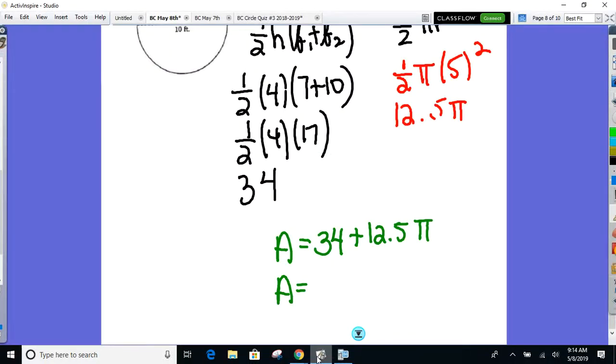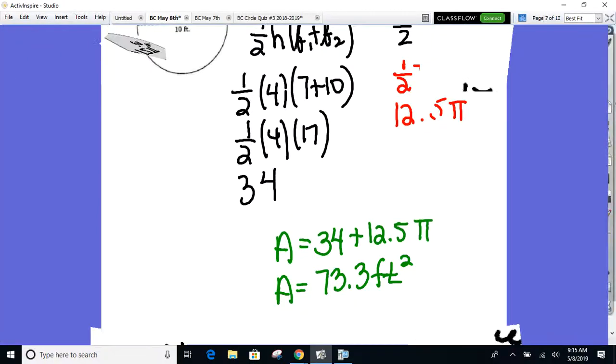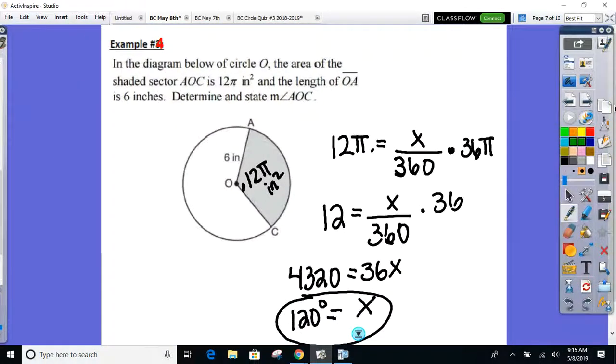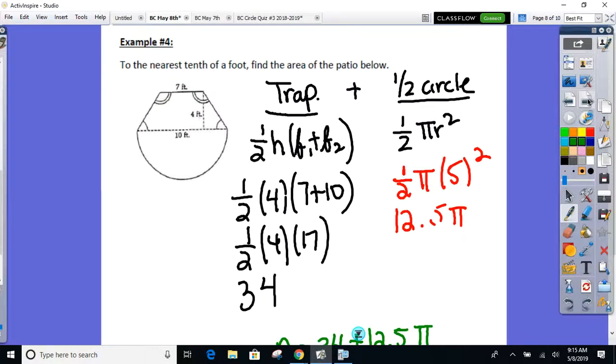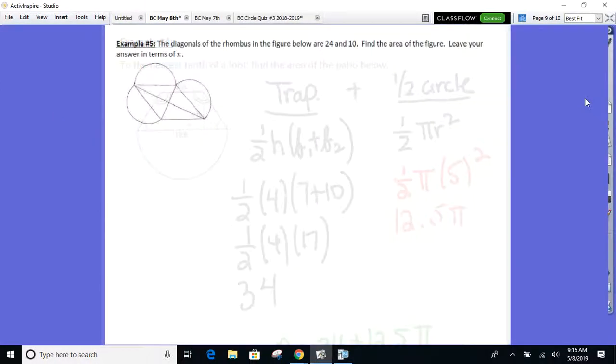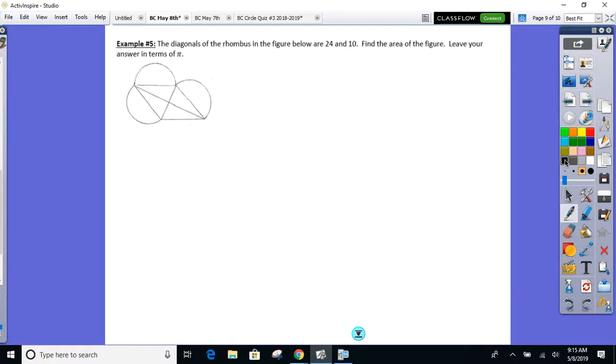What do you have here? 73.3 square feet. Good job on the units. We okay putting those together? Okay, let's see if we can end it. This one's a tougher one. Actually, I am going to go through this one with you.